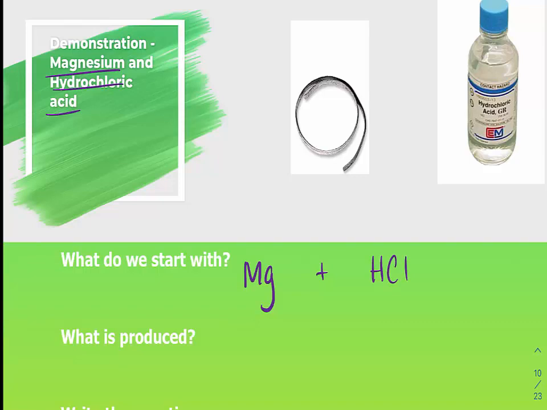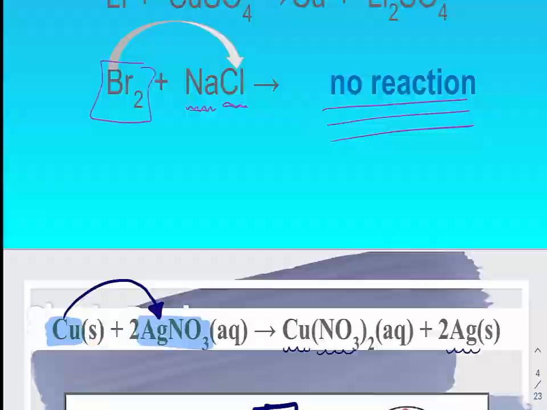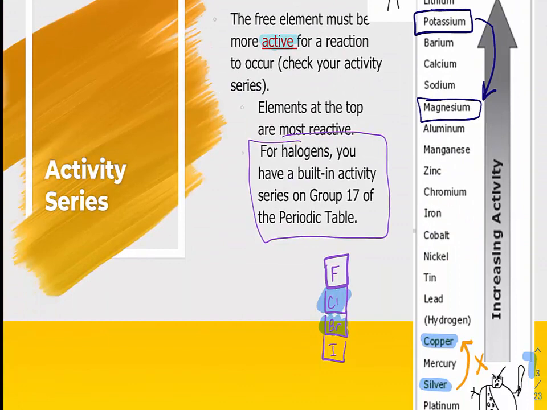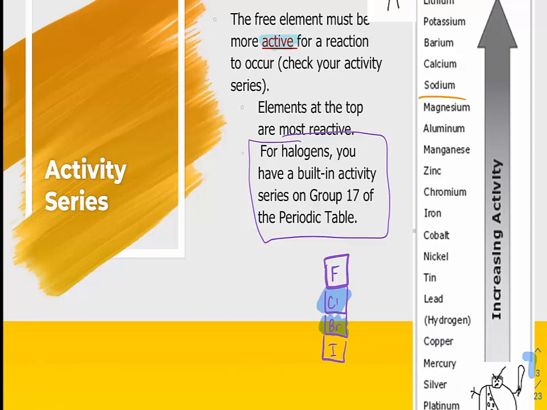Well, what's happening here in terms of who's trying to kick out who? This is the first time we're seeing it, but if you use your activity series, it'll make sense. Magnesium is going to try to kick out the hydrogen. The reason I know that is because magnesium is on the activity series with hydrogen. So if I erase some of my old notes here, I will identify that magnesium and hydrogen are on the same list because they both form positive ions. So magnesium is strong enough to kick out hydrogen, so this will be a successful reaction.